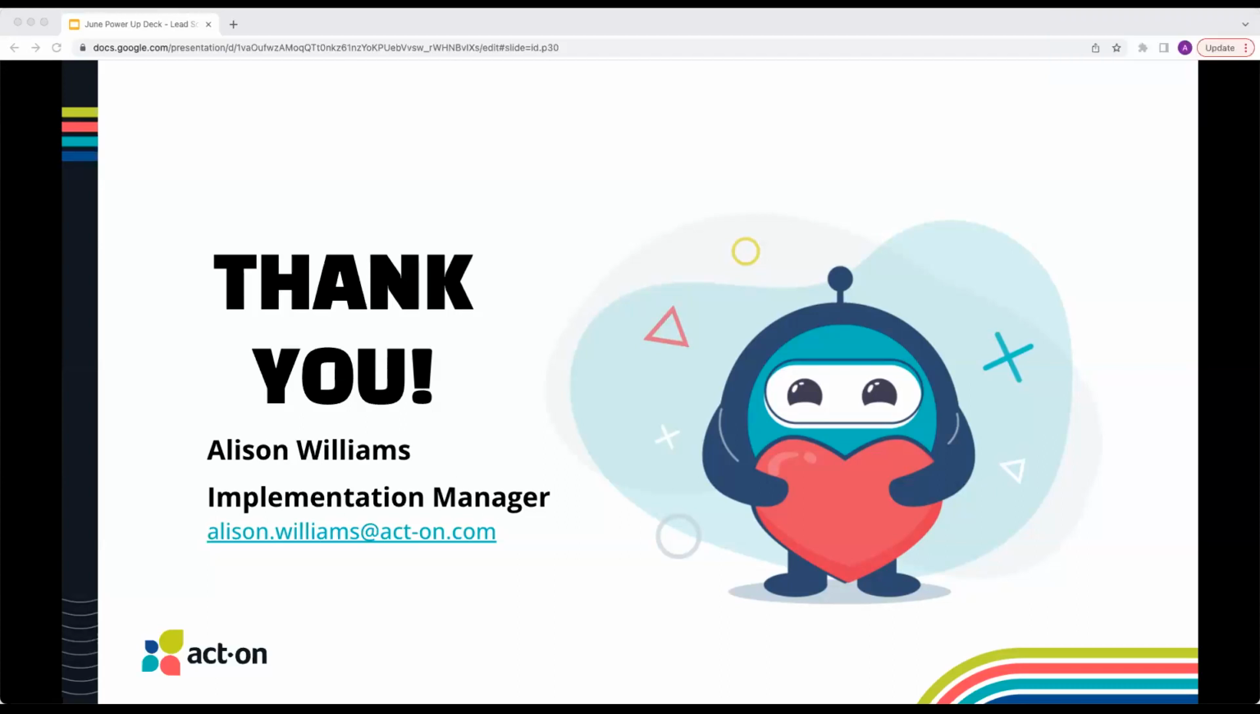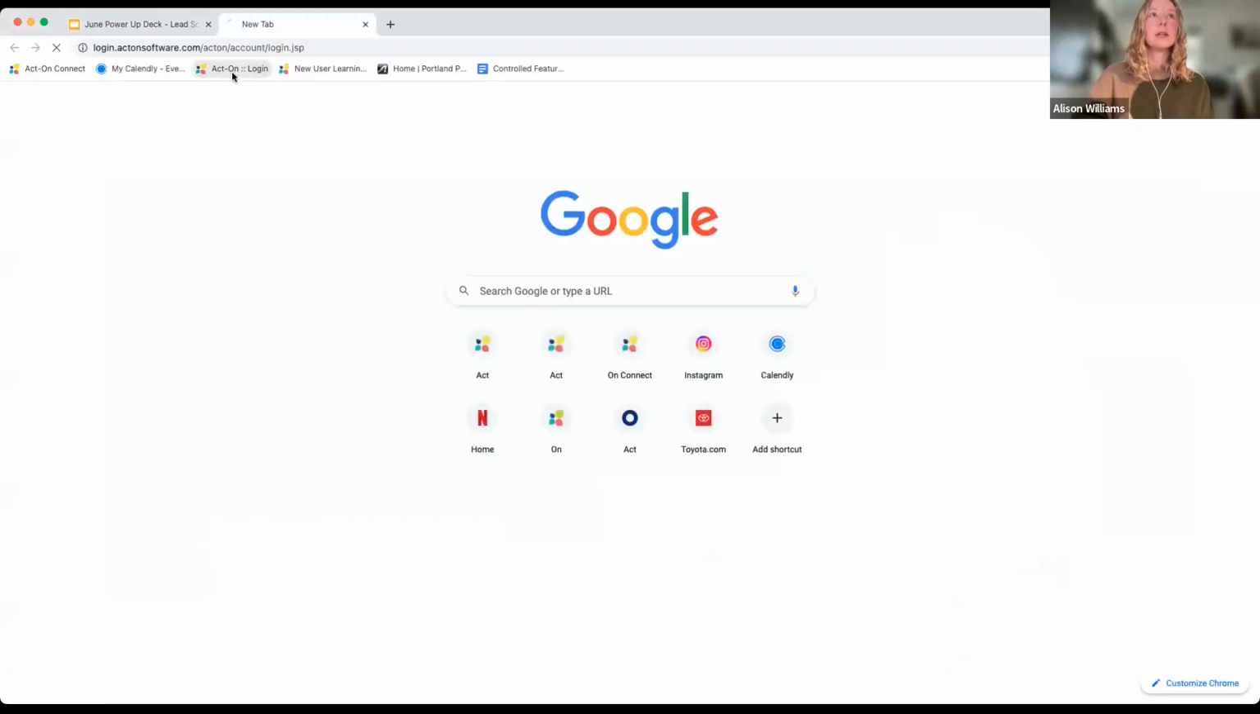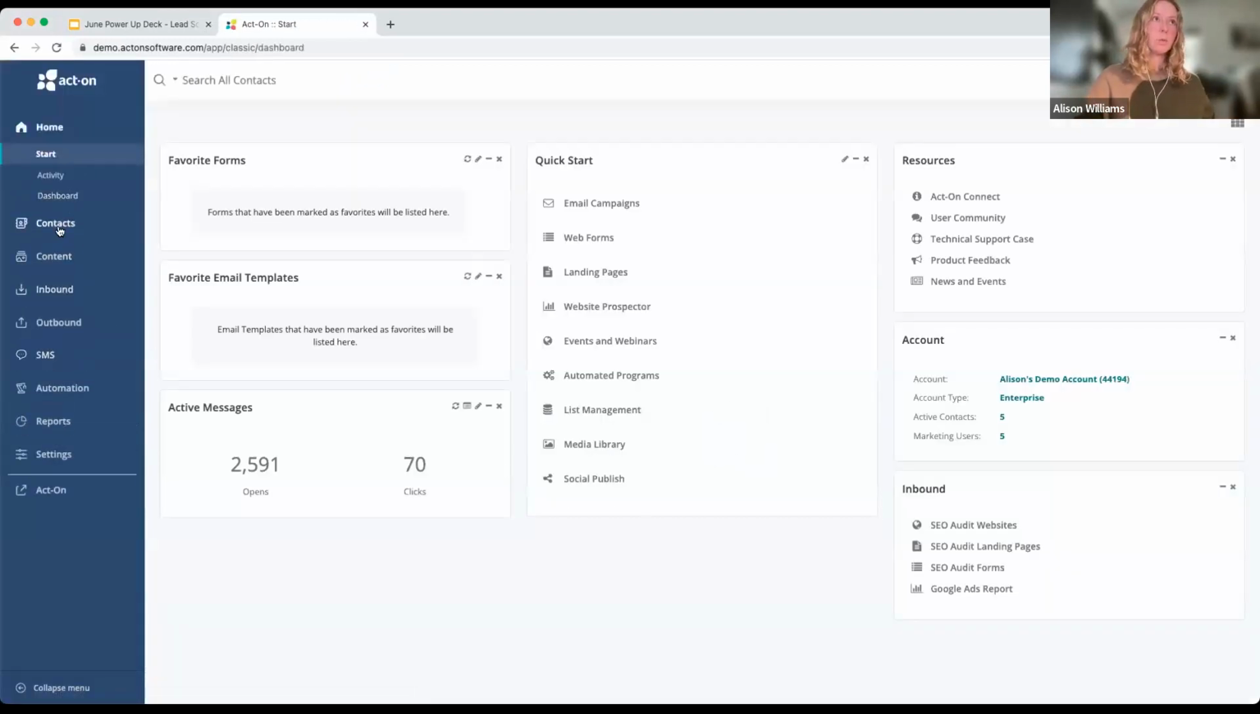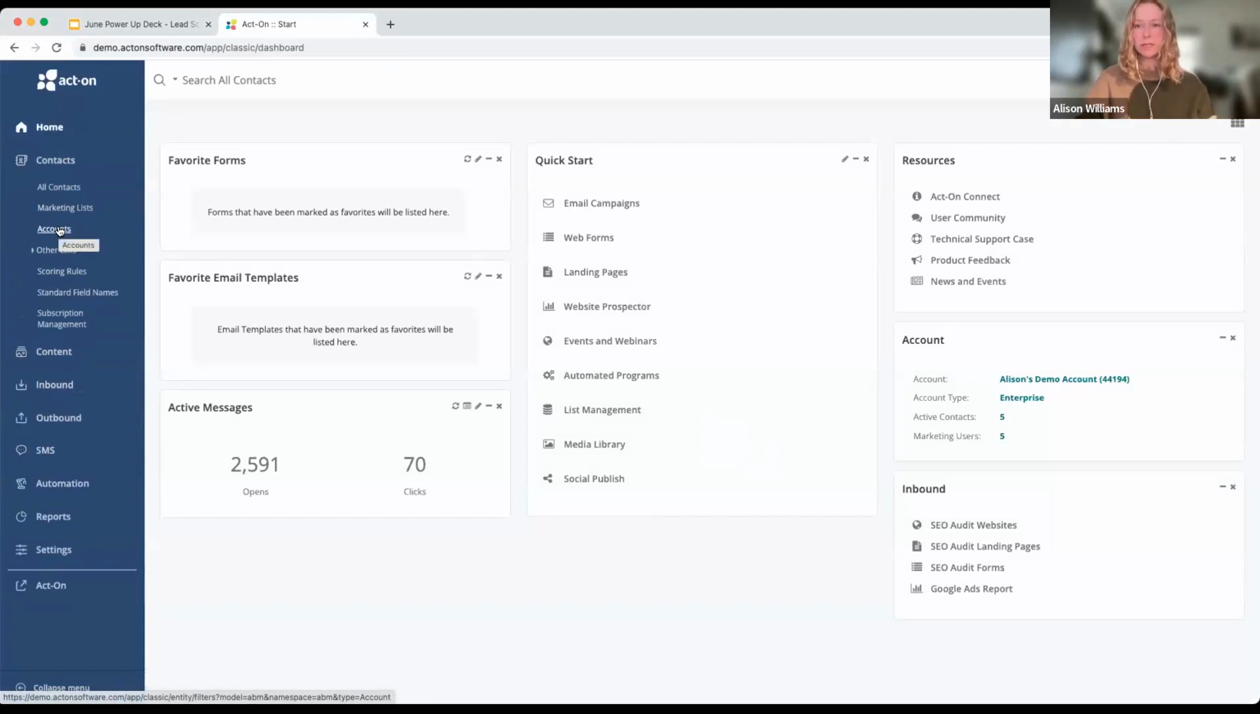And Jamie has a question. Where do you see the scores in Acton? Good question. I can show you real quick. Let me just go ahead and log into my demo. So there's two ways that you can see the scoring. Again, we'll dive into this in more detail and practical usage in our workshop next week.